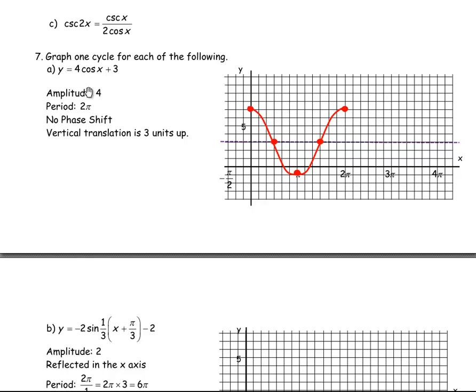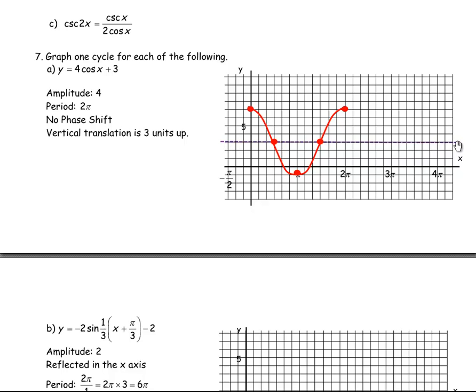The 4 in front of the cosine would be the amplitude, so it has an amplitude of 4. It's just cos x, so the period is the normal standard 2 pi, has not been changed. No phase shift because it's just x, there's nothing subtracted or added to the x. And the plus 3 means that it's been translated 3 units up. When I have a vertical translation, I handle that first. So here's my 3 units up.